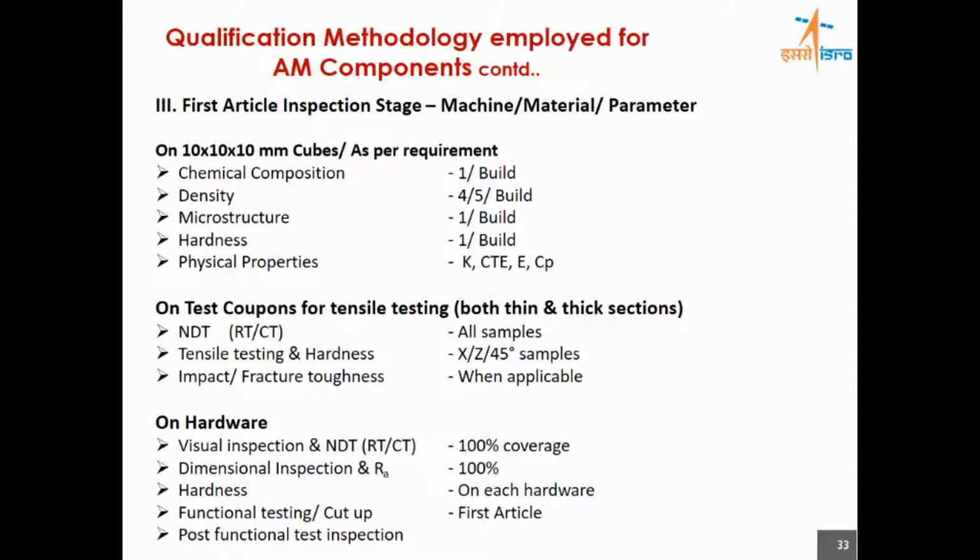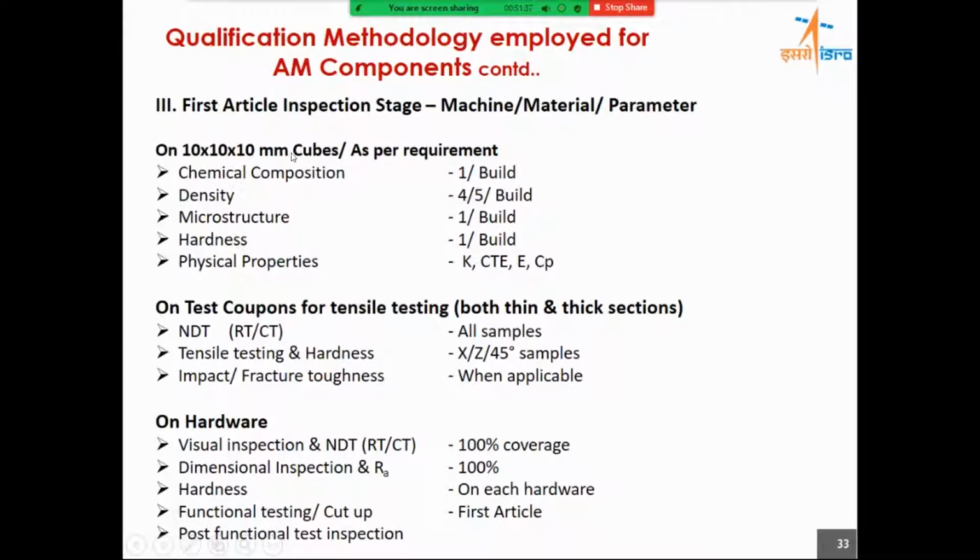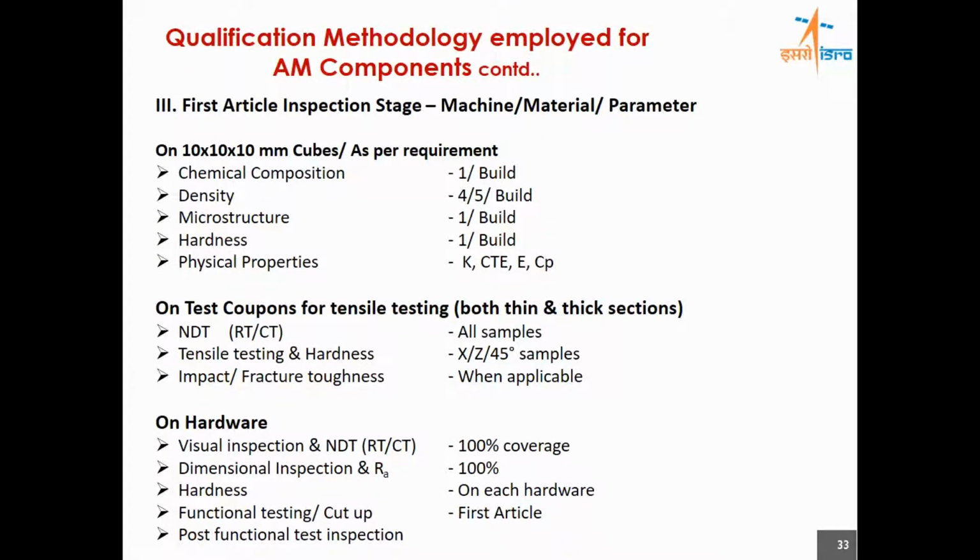So for qualifying the first article, what we do is normally we try to print some 10 mm by 10 mm by 10 mm cubes in different parts of that powder bed. That is the four corners and in the center. And we try to evaluate the chemical composition, density, microstructure and hardness, and also measure the physical properties. So this is the first stage in the first article inspection.